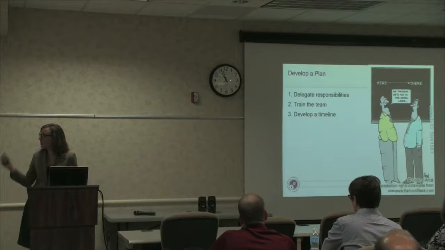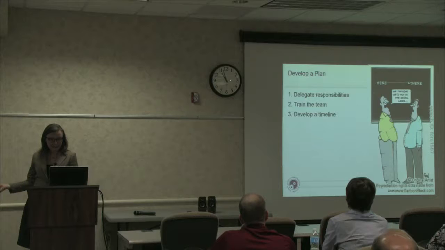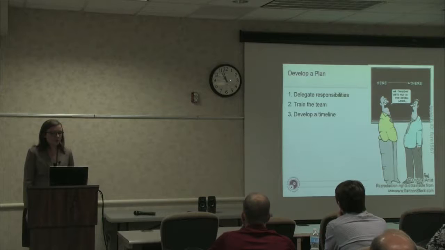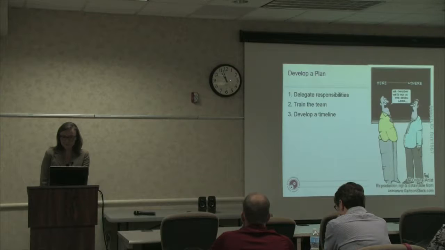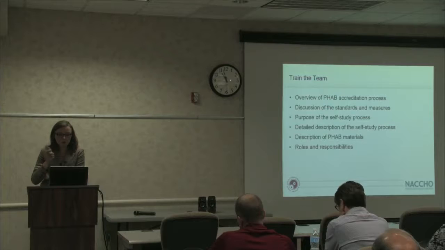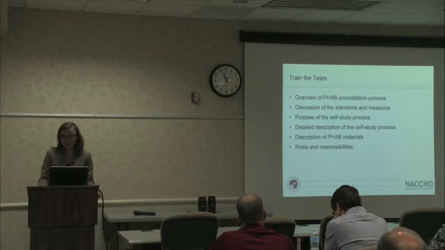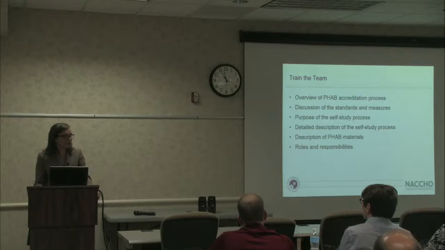Okay, so you have your accreditation coordinator, you have your team, now you have to develop a plan. The requirements of the AC and the team are to delegate responsibilities, train each other, and develop a timeline. When you are training your team, you are going to want to include an overview of the FAB process, go through the standards and measures, how they were developed, what they include, the purpose of the self-study process, describe the FAB materials, and then set clear roles and responsibilities early.